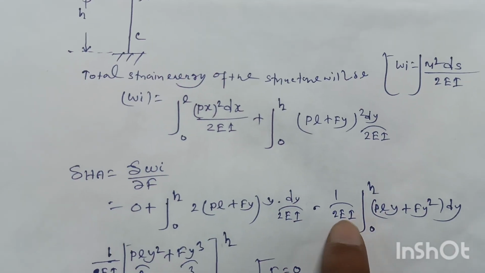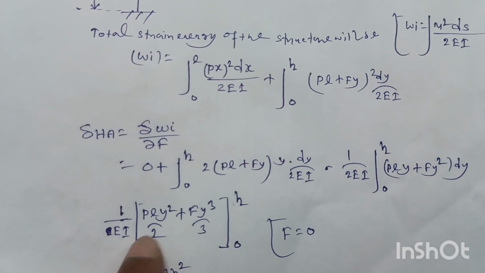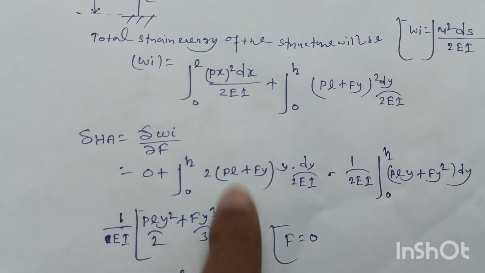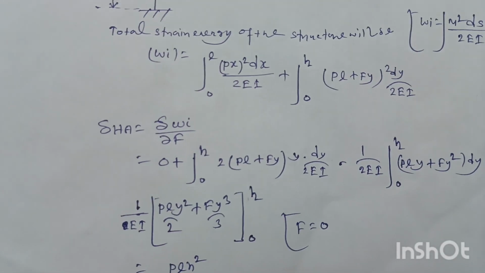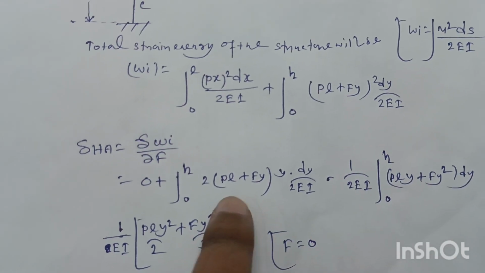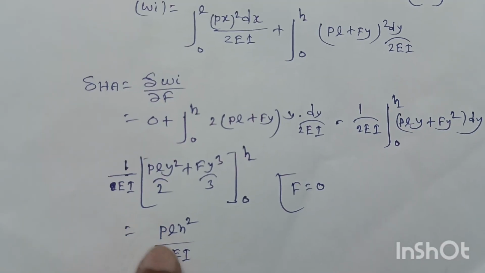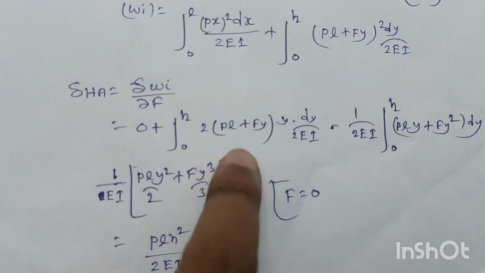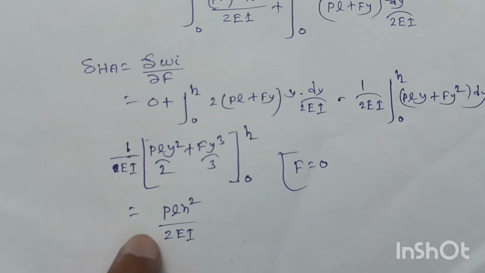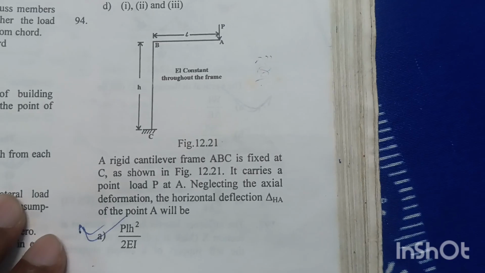Now if we calculate, we will get del H_A equal to 1 by EI into (PLy squared by 2 plus Fy cubed by 3), and the limit will be 0 to h. Now if we put the fictitious load F equal to 0 in this term, we will get the last value where y will be equal to h. This is the maximum value, so the final deflection value will be PLh squared by 2EI. Option A is the right answer.